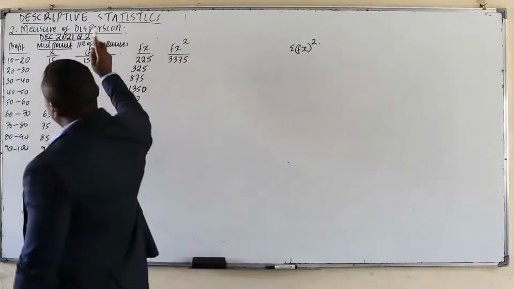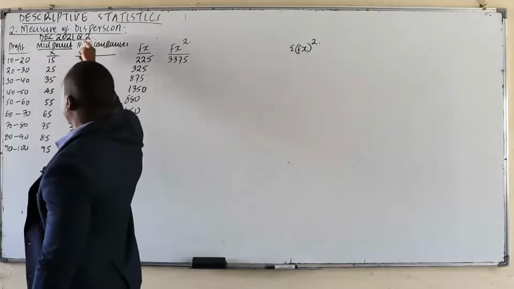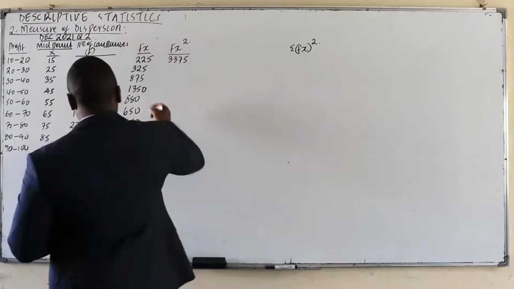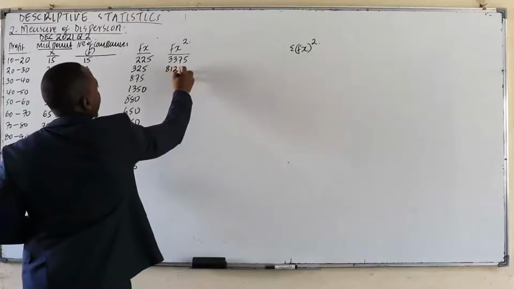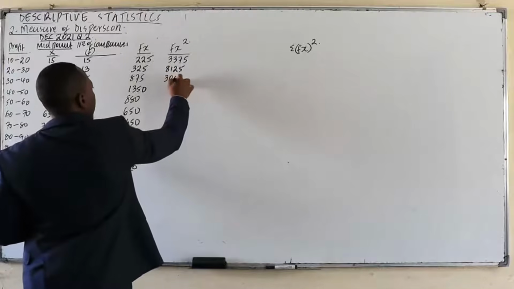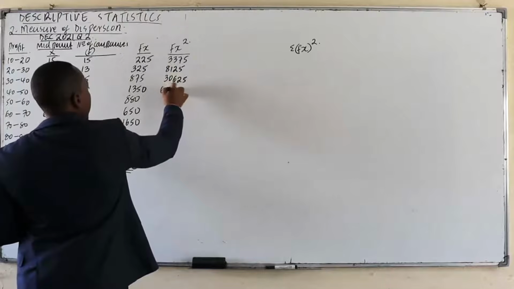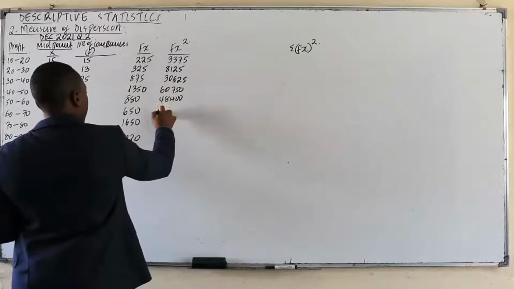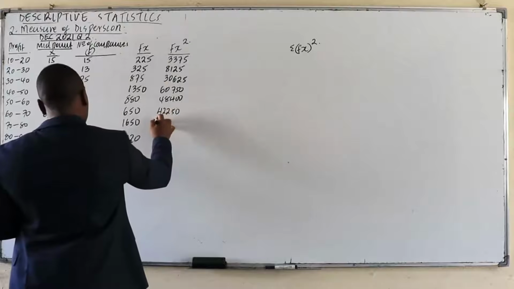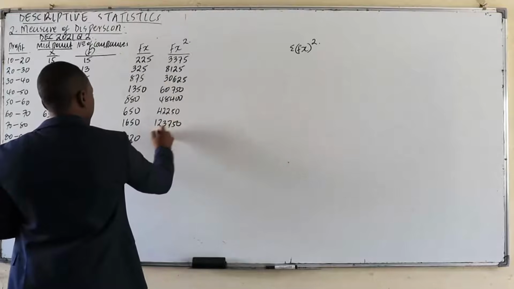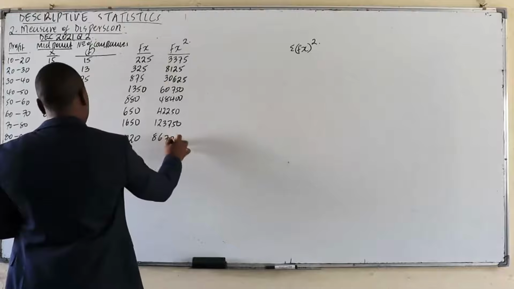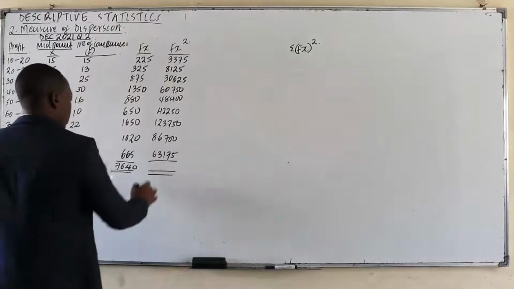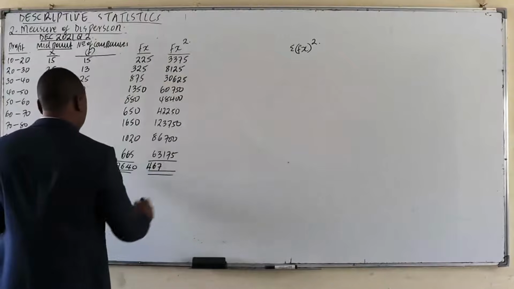So first of all, you have to get your x squared. So this will be 25 squared. Then you multiply by f. So what do you get? The second one? 8125. This one will be 3625. You get 16,750, 48,400, 42,250, 123,750, 86,700. Then we have 63,175. Then you also need the summation. So summation will be 467,150.